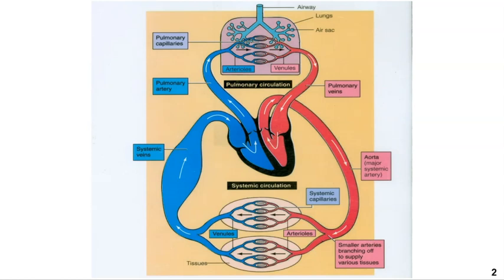The left side of the heart receives oxygen-rich blood from the lungs by way of the pulmonary veins. Oxygen-rich blood is typically shown in red, and it's shown in red in this diagram here. The two circuits of blood vessels are the pulmonary circuit and the systemic circuit. The pulmonary circuit carries blood to and from the lungs, and the systemic circuit carries blood to and from all of the other tissues and organs of the body that do not include the lungs.